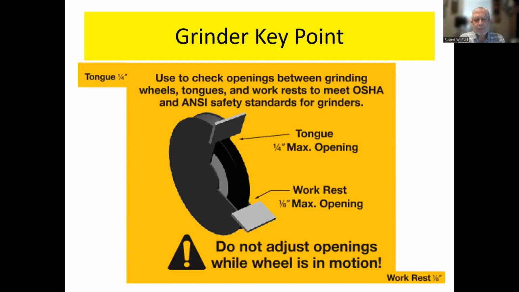What's the tongue for? The tongue is there in case the wheel malfunctions or fractures, because it's going to come flying out of there like a bullet. So that tongue is to keep that from hitting the operator. That's what it's for. And it happens. The work rest should be kept close, because if it's too far away, you could be working on something and they could pull it down in there, whip it around, and it comes back at you. That happens too.